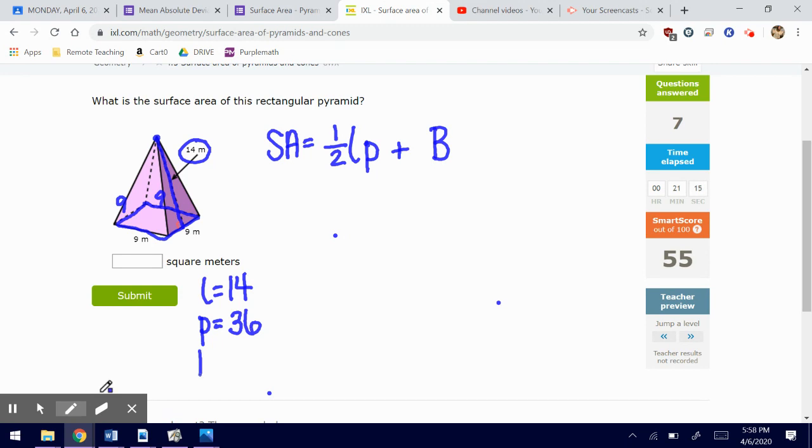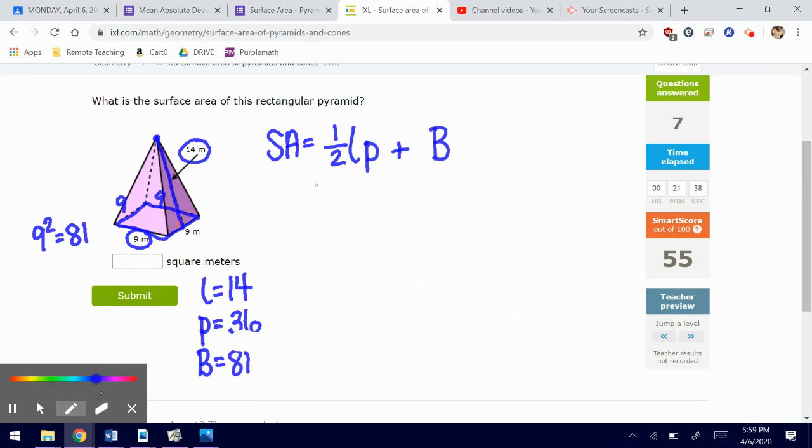And then I need to find the area of the base, which is a capital B. This is a square, so I take one of the sides, which is 9, and I square it. 9 squared equals 81. So the area of this base is going to be 81. So now I've gotten all of my values. I just need to plug them in.